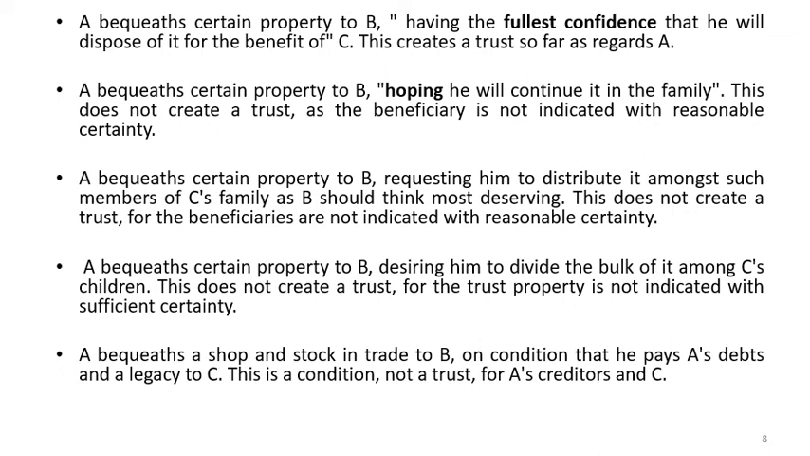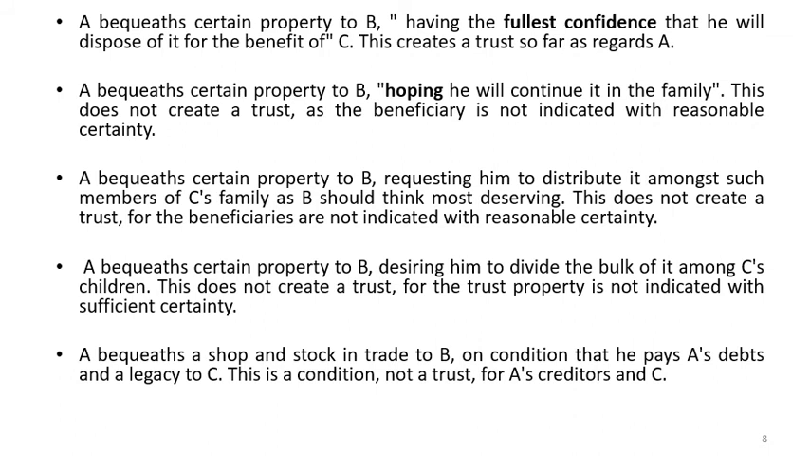When you read them one by one, there are some precatory words given, like full confidence, hoping, requesting or desiring. These are the words that they have used. But there are certain circumstances in which a trust is created, and circumstances in which a trust is not created at all.